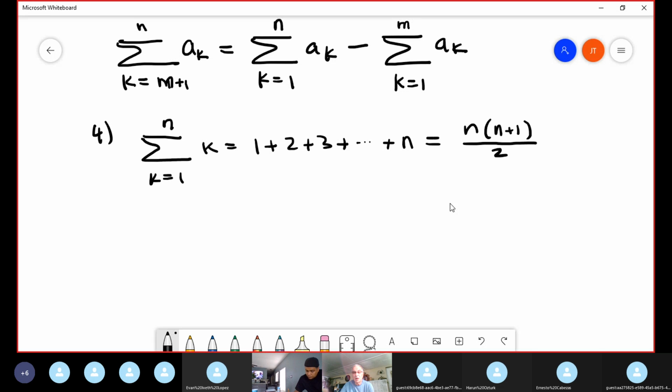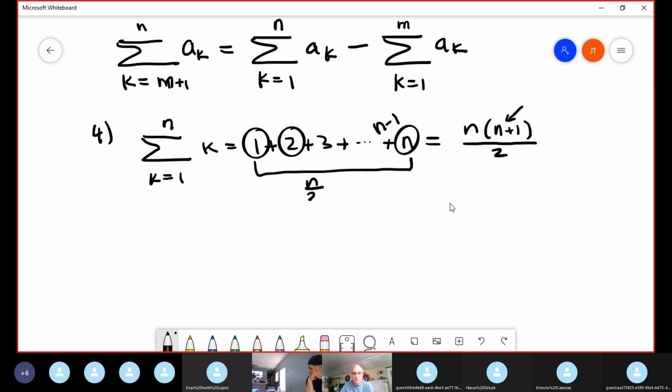And this is logical, because when you add the last and the first, it is n plus 1. If you add n minus 1, which is the previous, and 2, it is n plus 1 again. And we form here n over 2 pairs. That is the reason you multiply by n.